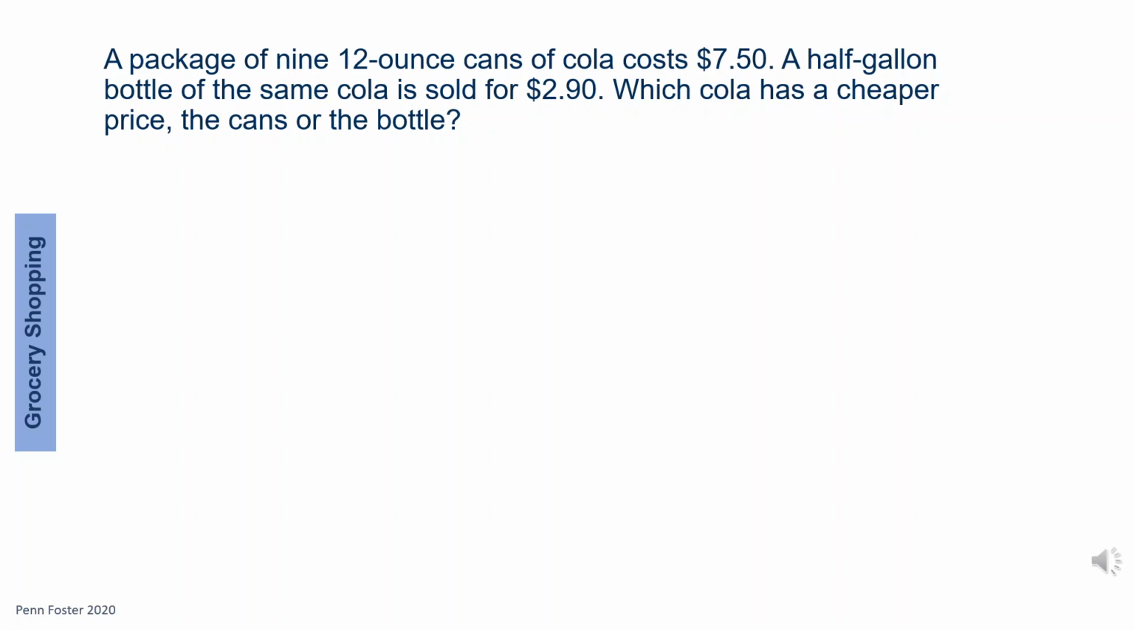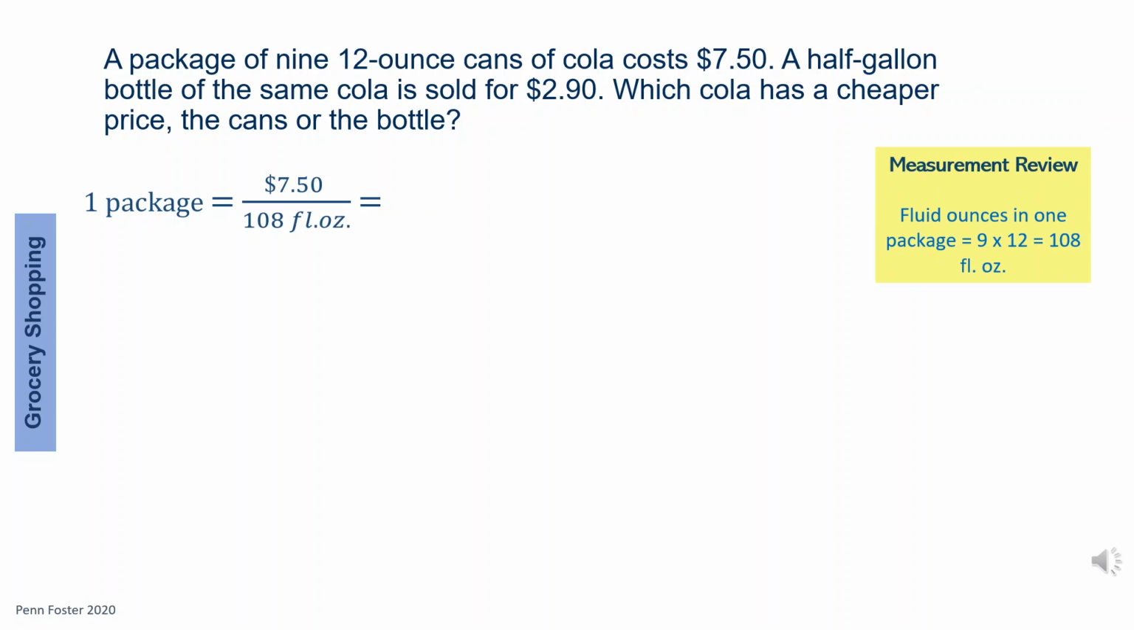A package of 9 12-ounce cans of cola costs $7.50. A half-gallon bottle of the same cola is sold for $2.90. Which cola has a cheaper price, the cans or the bottle? First, set up a fraction to represent the pricing of one package. On top goes the price, and bottom goes the volume, which is 108 fluid ounces since each package has 9 cans and each can is 12 fluid ounces. Here we've decided to set the volume unit to 1 gallon. You can choose to set it to 1 fluid ounce using the proper unit conversions.